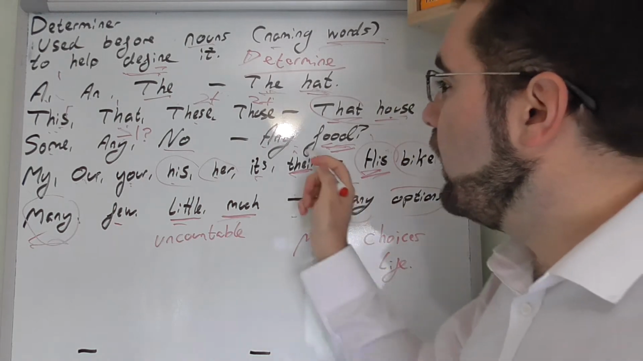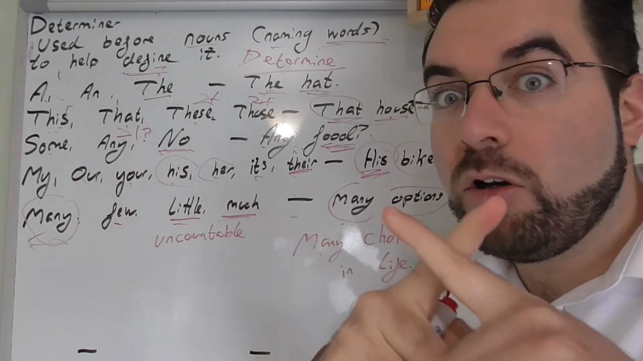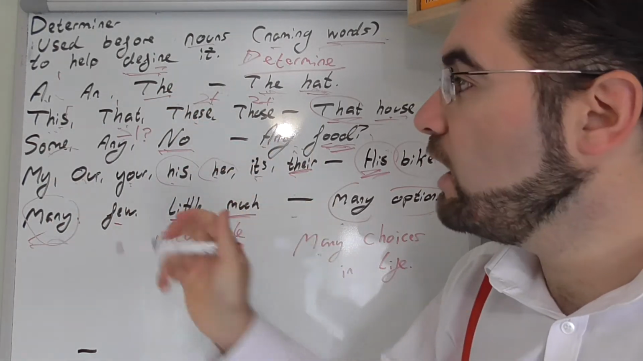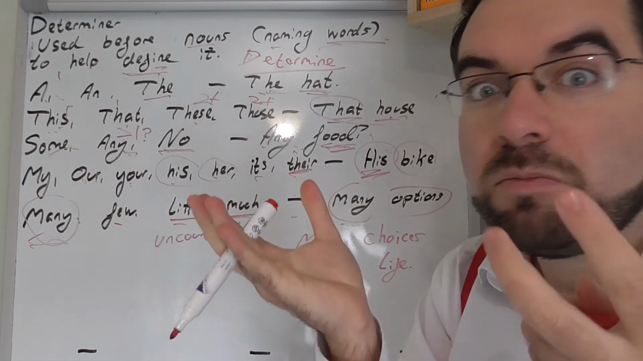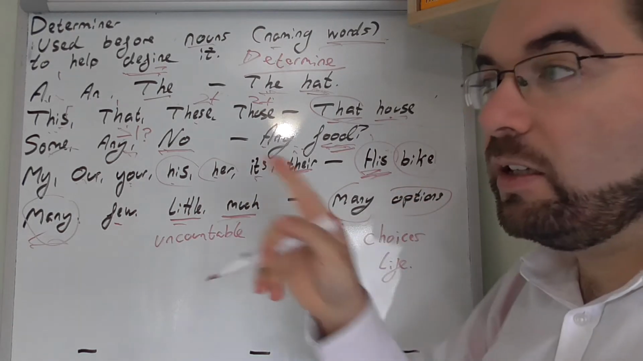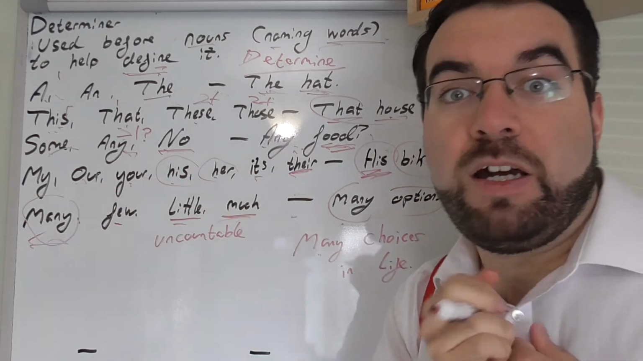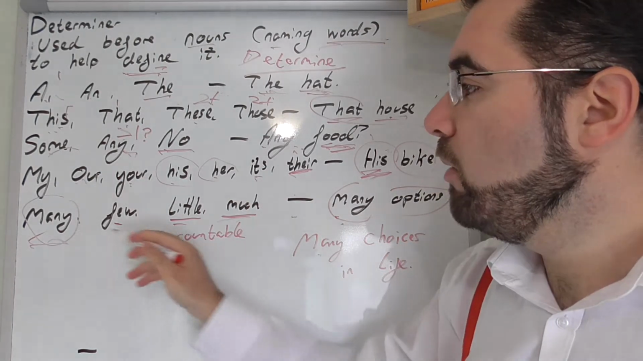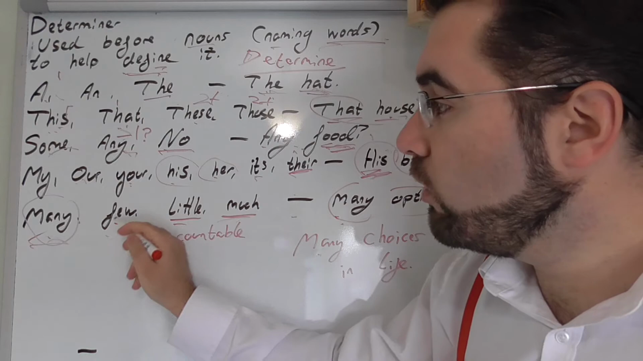Any food? No food? None? Or some? Just a little bit? Some food? Any food? At least one? His bike, her bike, their bike, my bike, your bike. Many options, many choices. Many choices, a few choices.